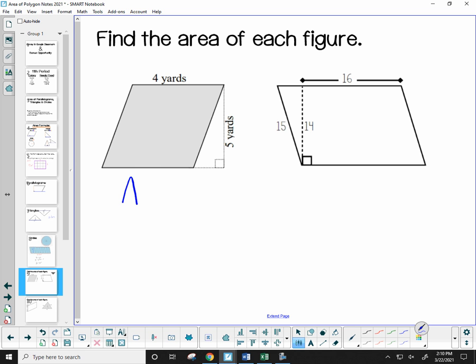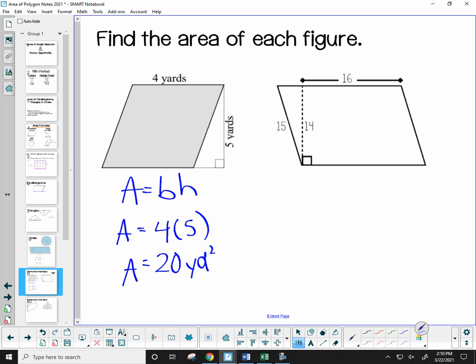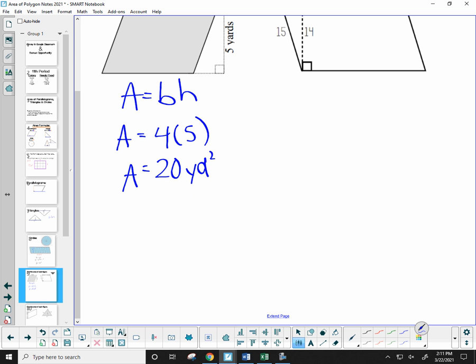Because it's a parallelogram, I know area equals base times height. I'm just writing the formula that I'm going to use. So the base in this case is going to be what? 4. My height is 5. Good. So I can multiply together and I get 20 square yards. Is that okay? Again, not meant to be really complicated here. All right, let's look at the next one.